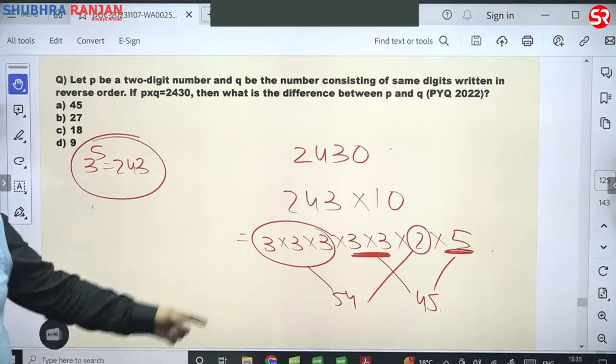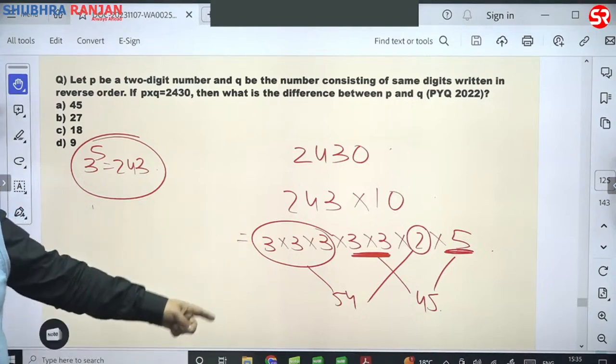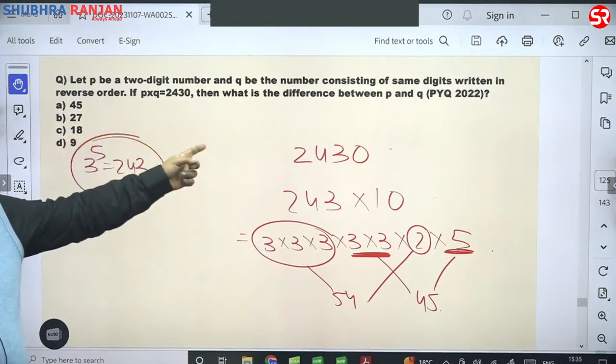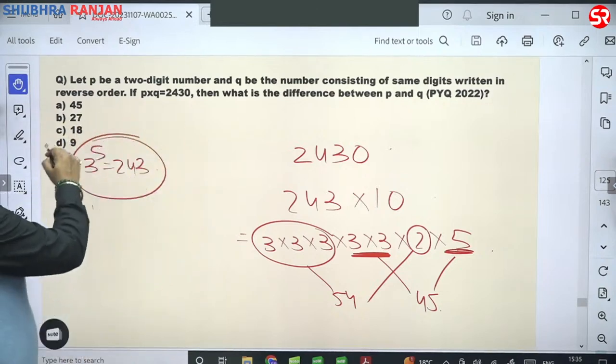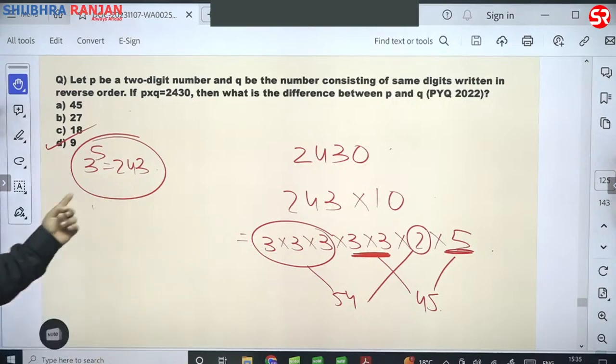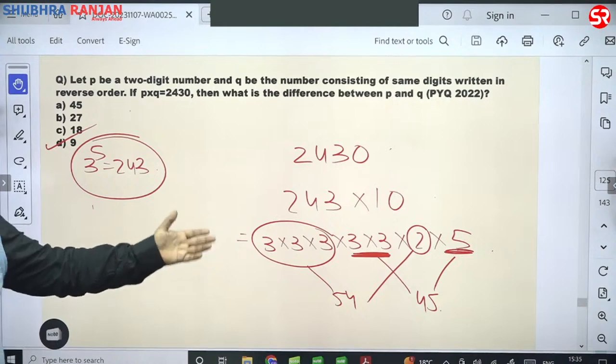Number 54, its reverse 45. 54 into 45 was 2430. What is the difference? Difference was 9. 54 minus 45. People ask us, sir, where do we get these questions?